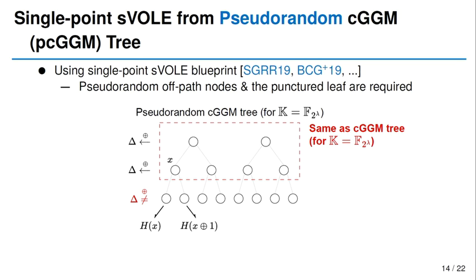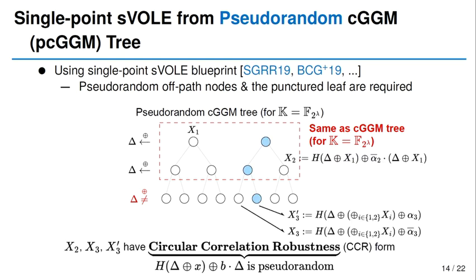In this PGGM tree, the first n-1 levels are the same as the GGM tree, but we break the last level correlation using additional hash evaluation. Concretely, for a node x on the n-1 level, we define its left child to be h of x and the right child to be h of x xor 1. And in this construction, we have 3 path nodes x1 to x3 and 1 punctured leaf x3 prime. It's easy to see that x2, x3, and x3 prime have the form of circular correlation robustness.